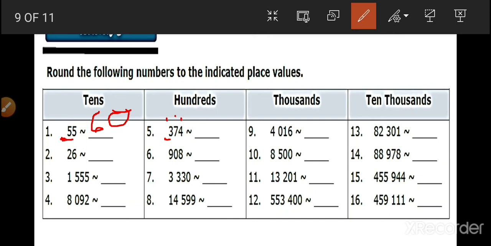It's rounding up. So what will we do? We need to add 1 to the underlined digit. What is the underlined digit? It's 3. So 3 plus 1 becomes 4. And then we change all the digits to its right into 0. So it becomes 400. Okay, now I want you to pause this video and write your answers in your module.